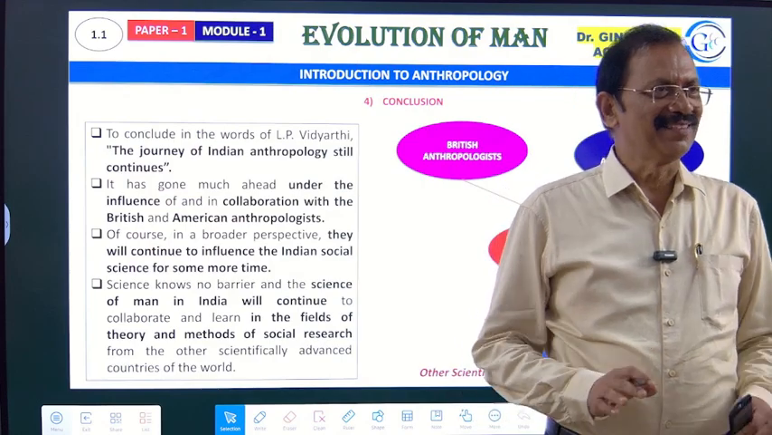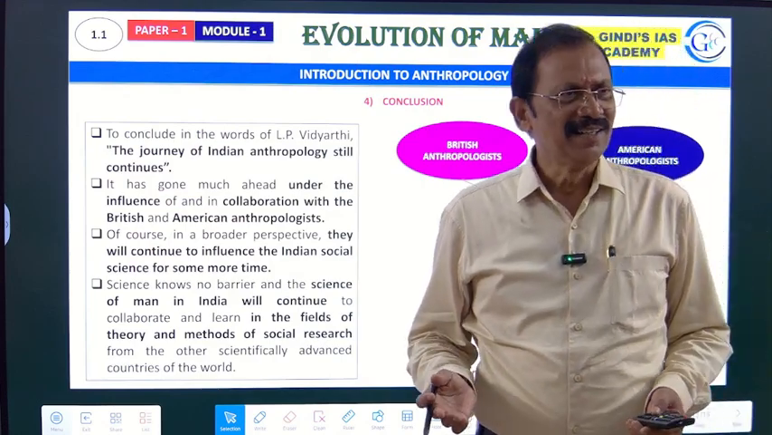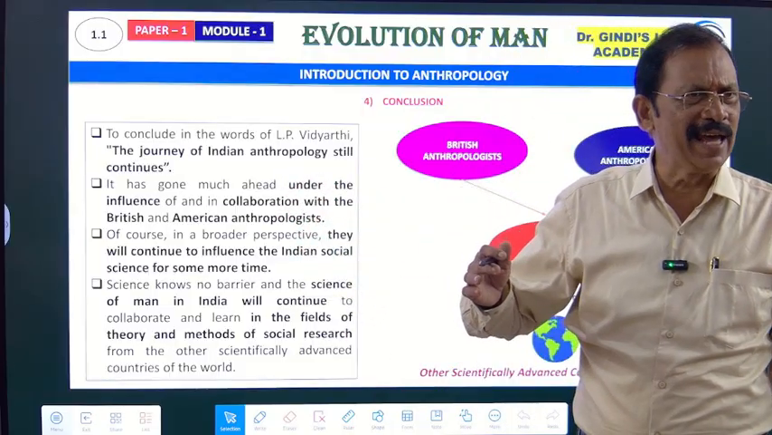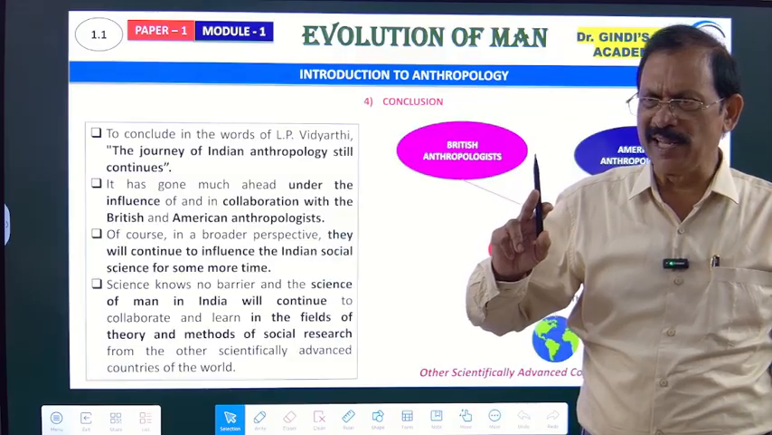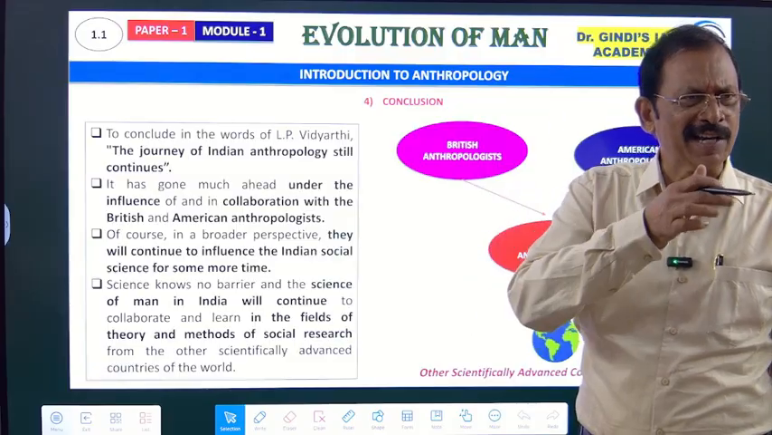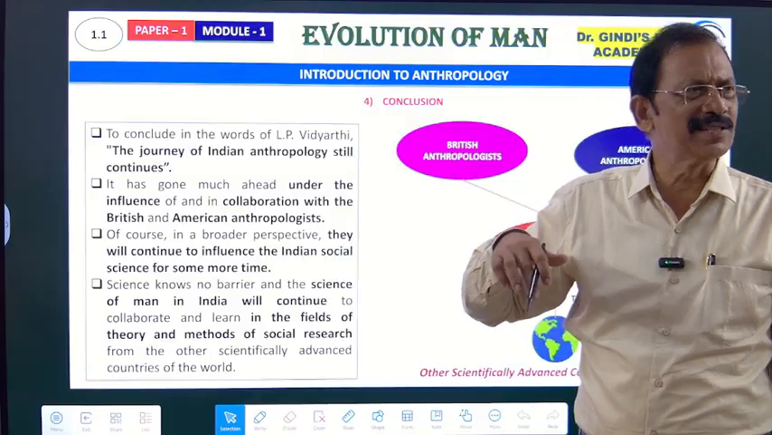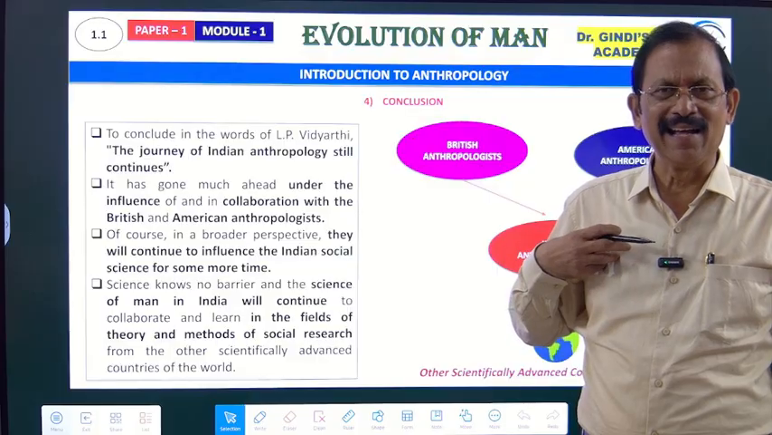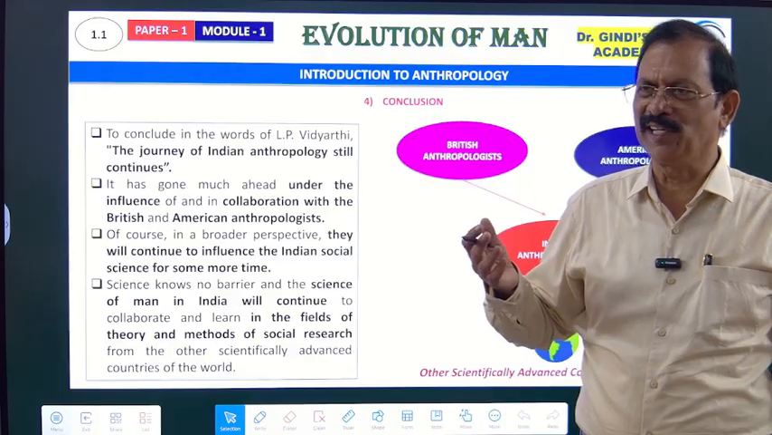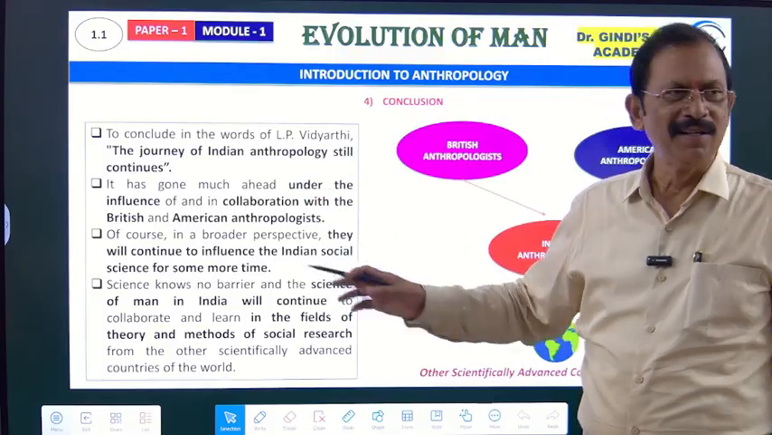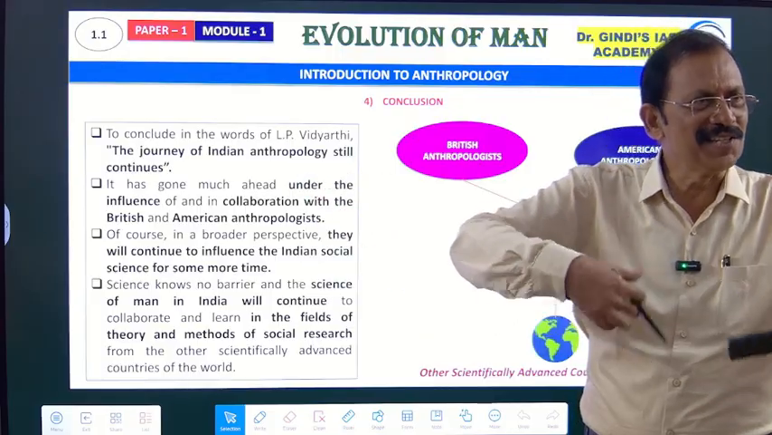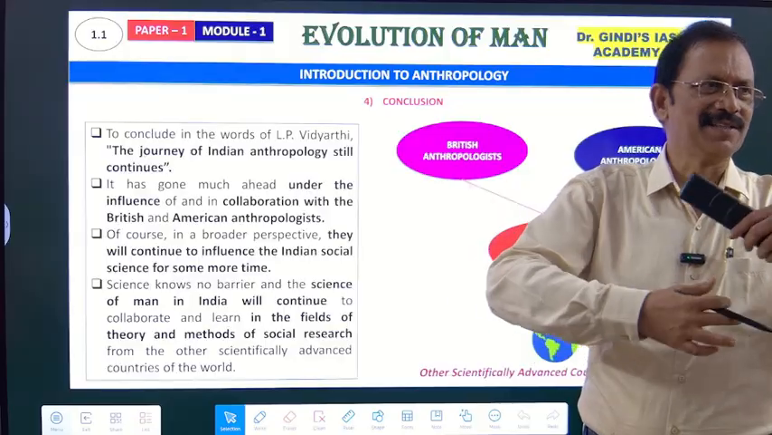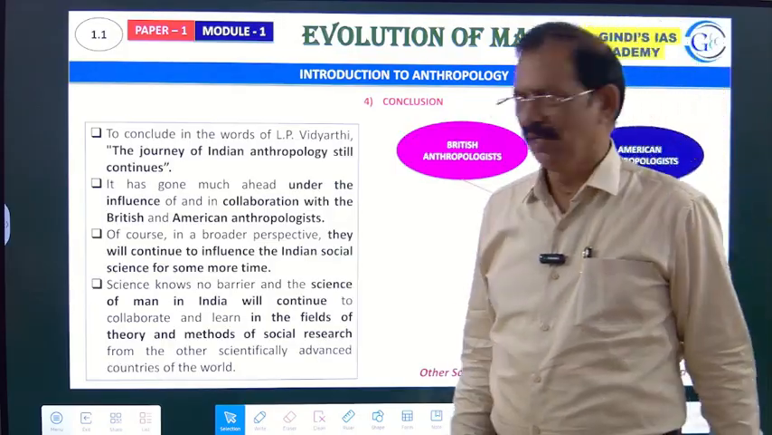Still it is going on. What is the stage? As per the development of anthropology, what is the stage? How many stages are there? Three stages. What was the first stage? Formative stage. What was the second stage? Constructive stage. What is the third stage? Analytical stage. So we are in the analytical stage, which started in 1950. It is still going on. The research is going on. Tomorrow we don't know what will happen. So still the research is going on in different areas.